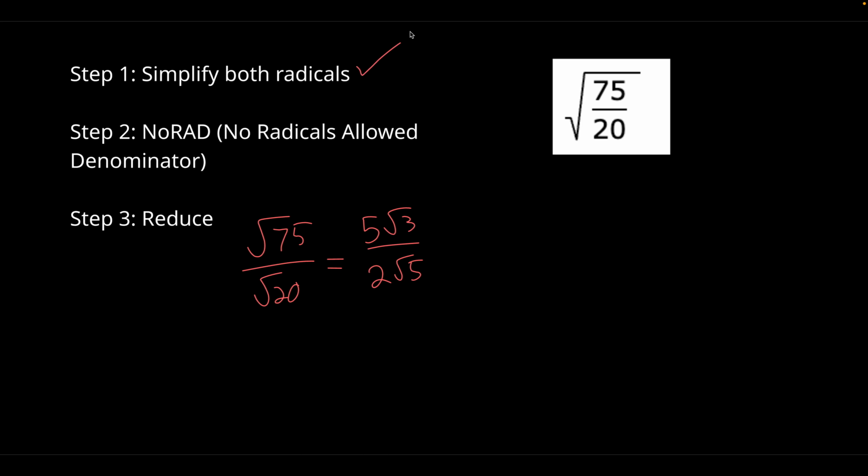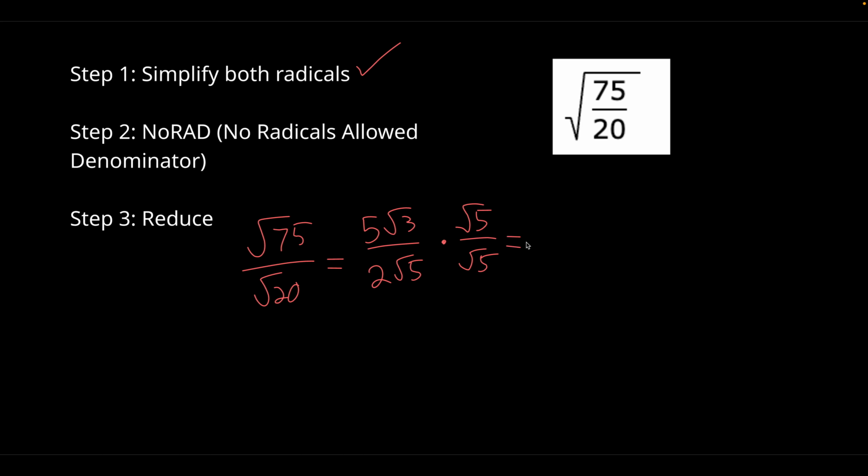Now, here you'll notice that we have a radical in the denominator, right? And we're talking about NORAD here. No radicals allowed in the denominator. The way that you get rid of the radical in the denominator is you are going to multiply the top and the bottom by whatever radical you're trying to clear. So we're trying to get rid of the square root of 5. So we're going to multiply by the square root of 5 on both the top and the bottom.